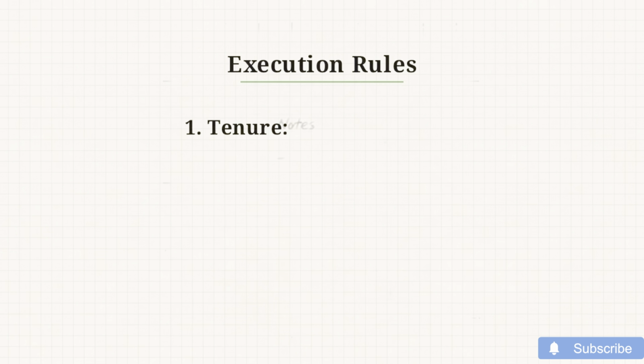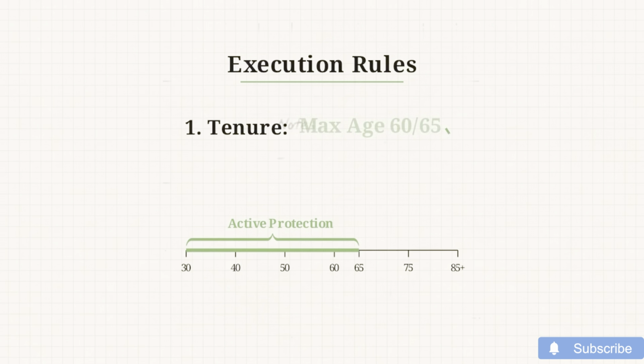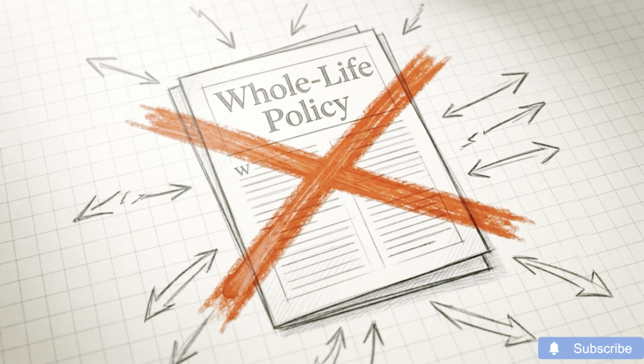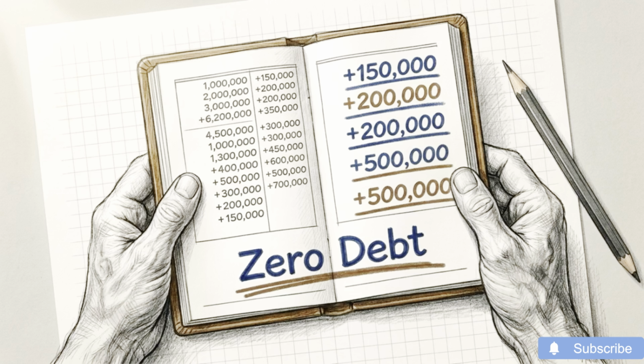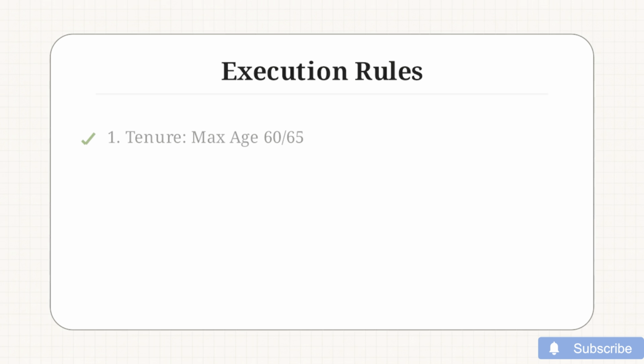Now that you have your target number, you need to buy the policy correctly. There are 3 ground rules for execution. Rule 1. Set the coverage tenure to match your working years, usually up to age 60 or 65. Ignore the sales pitch for whole life term coverage. Once you retire and your kids are independent, your financial liabilities drop, and you won't need to pay for this level of insurance.